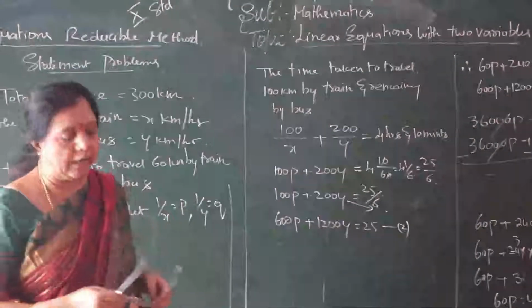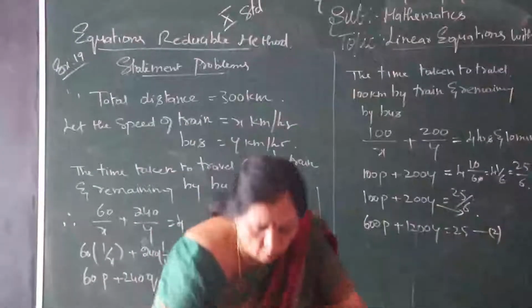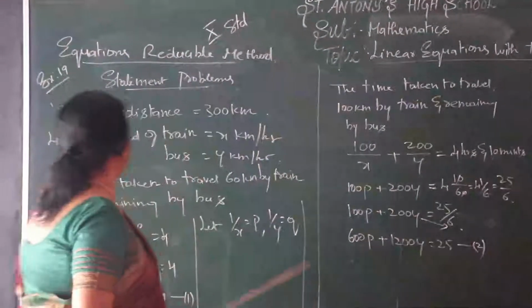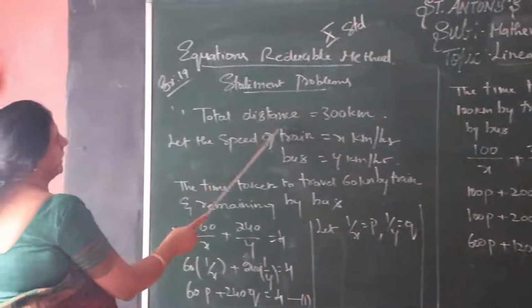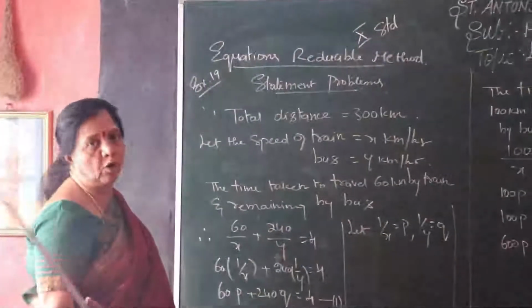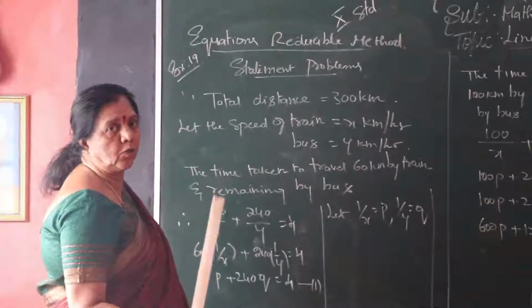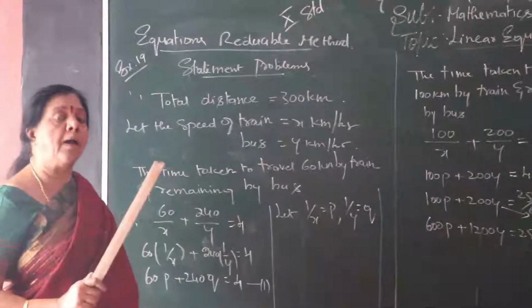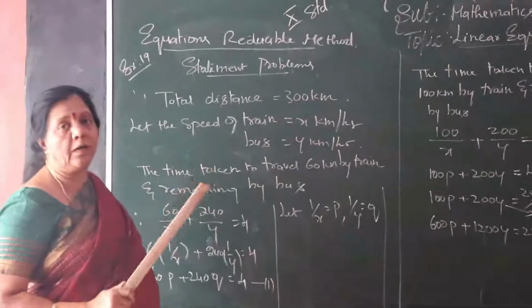Children, now let us pass on to the solution. Total distance 300. I explained already: the total distance Ruhi covered every day is 300 kilometers.